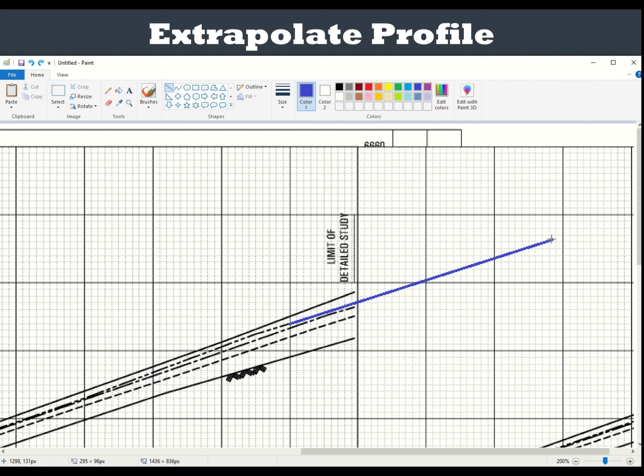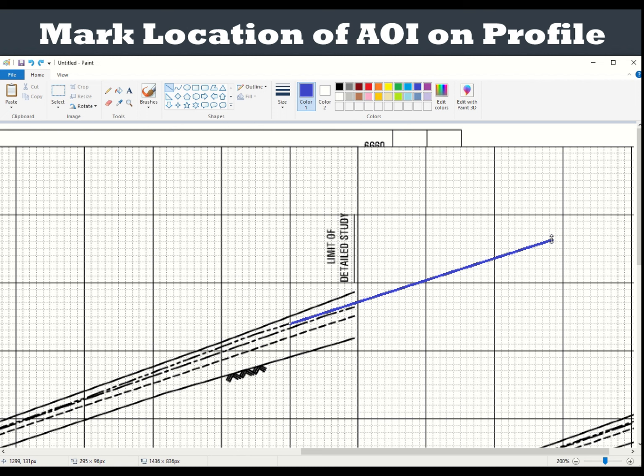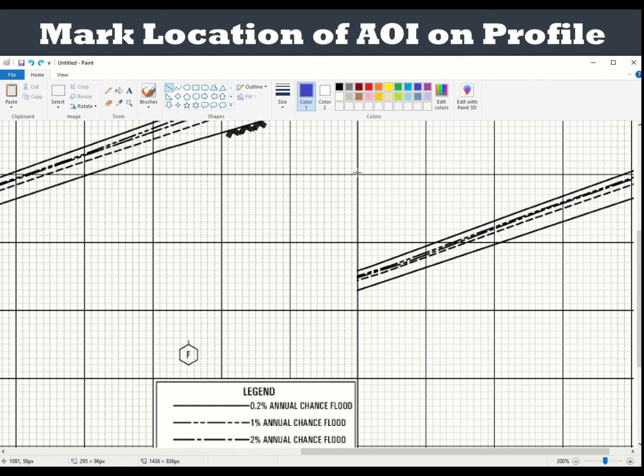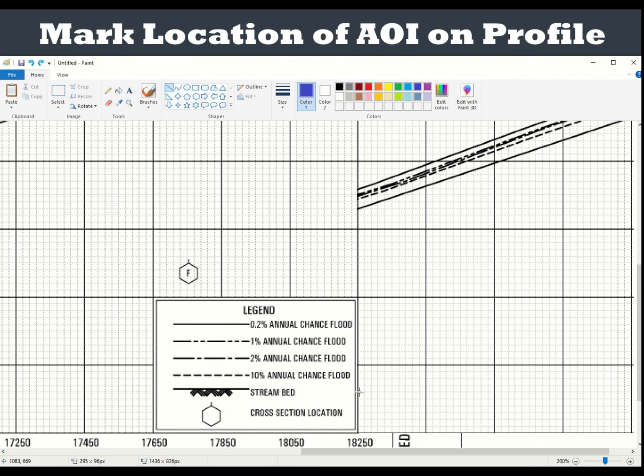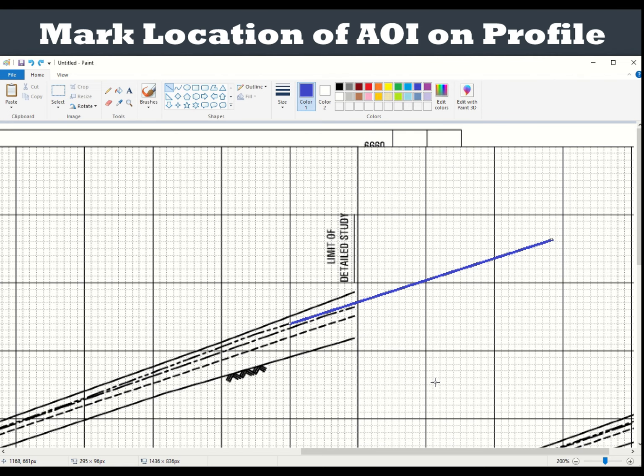Next, you're going to mark the location of the area of interest on the profile. We're going to use the distance that we measured in the first step and add it to the limit of the detailed study. We need to come down to the horizontal axis. So one large square here is 200 feet, which means each small square is 20 feet. So we're going to measure out that 196 feet from the limit of the detailed study.